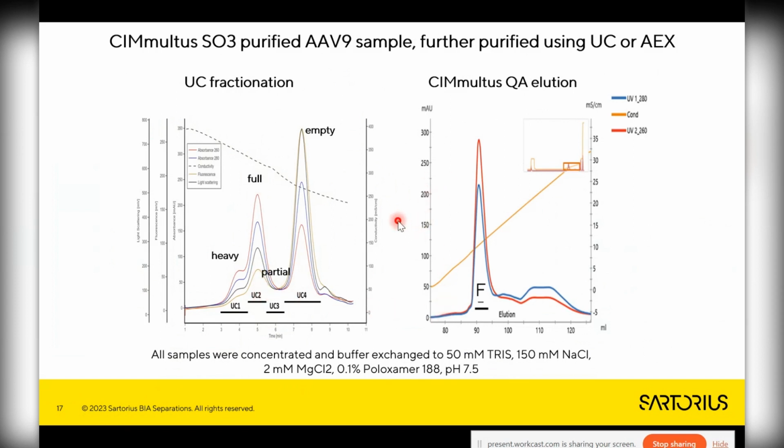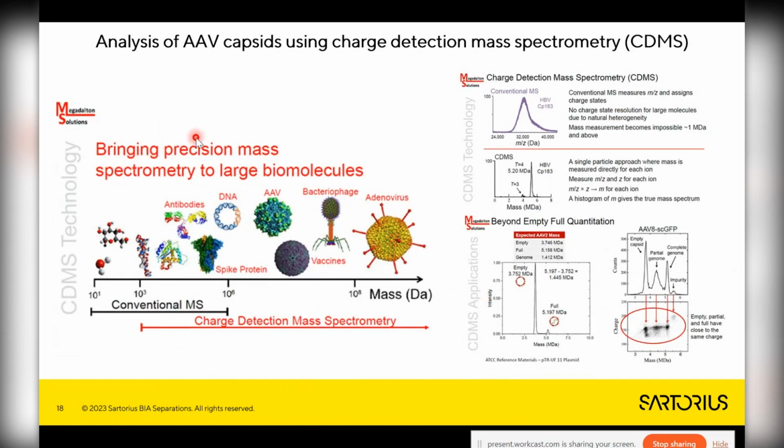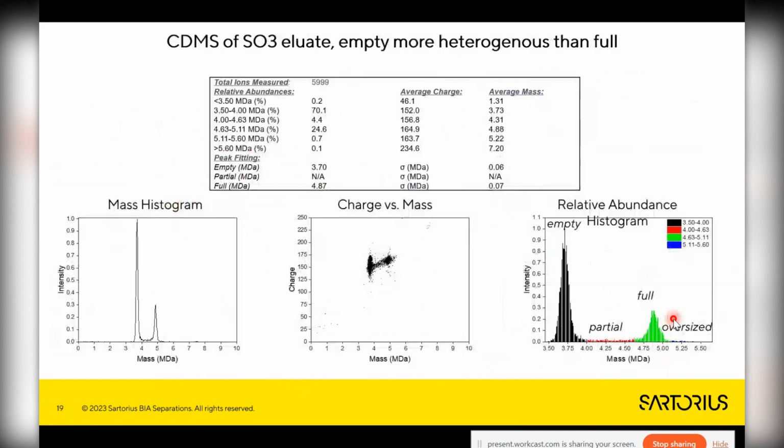We also purified the same sample with the QA column with our traditional method, and we collected the F, which is the full fraction, and sent this material to Megadalton Solutions. What we really liked in their publication is that they can separate capsids not only by mass but also by charge. So this is what they published: empties, very heterogeneous, partials also very heterogeneous, even fulls are heterogeneous, and some heavy material here.